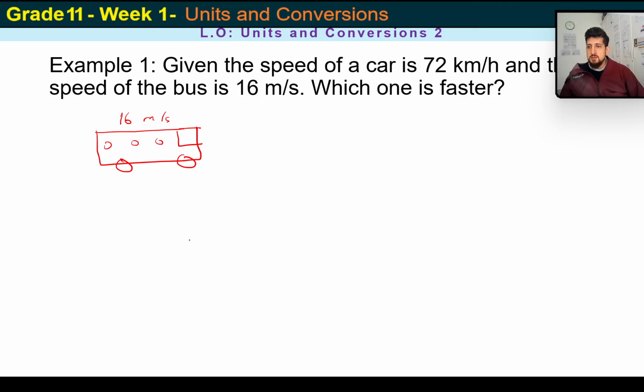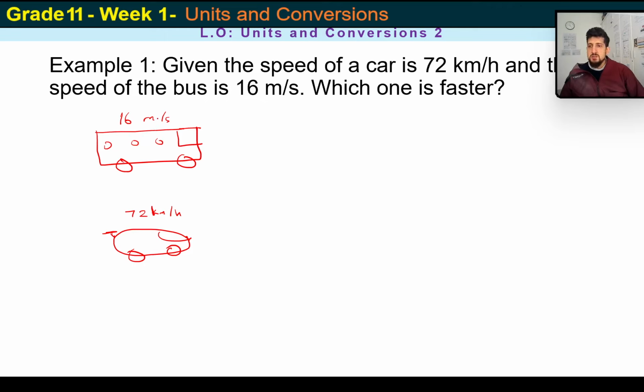And here is a car. I'm not so bad at drawing normally, but I'm still learning how to use this. And the car is 72 kilometers per hour. So you have a choice. Either you change this to meters per second, or you change that to kilometers per hour. So this time I'm going to change this to kilometers per hour.